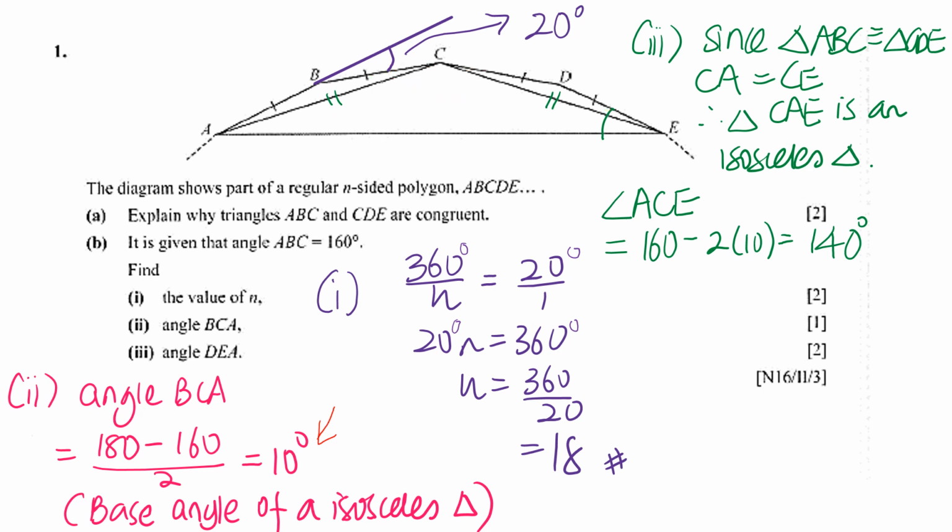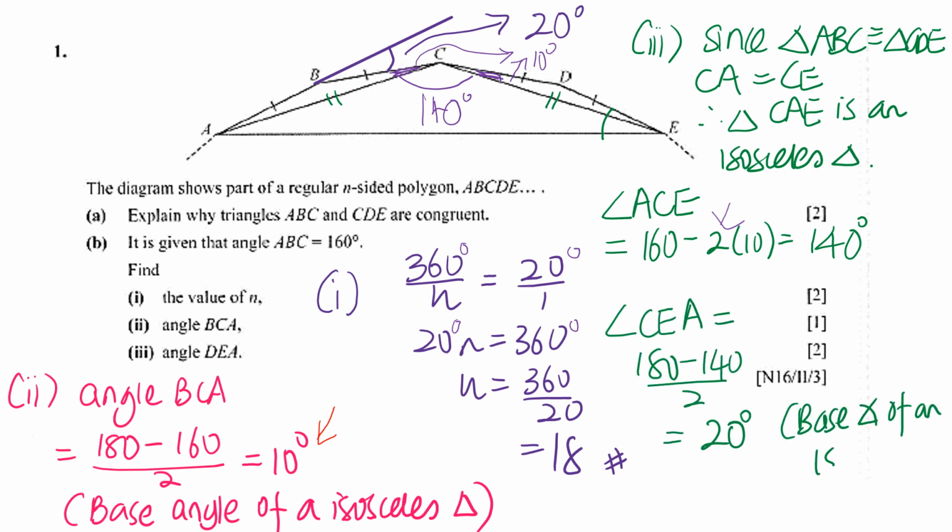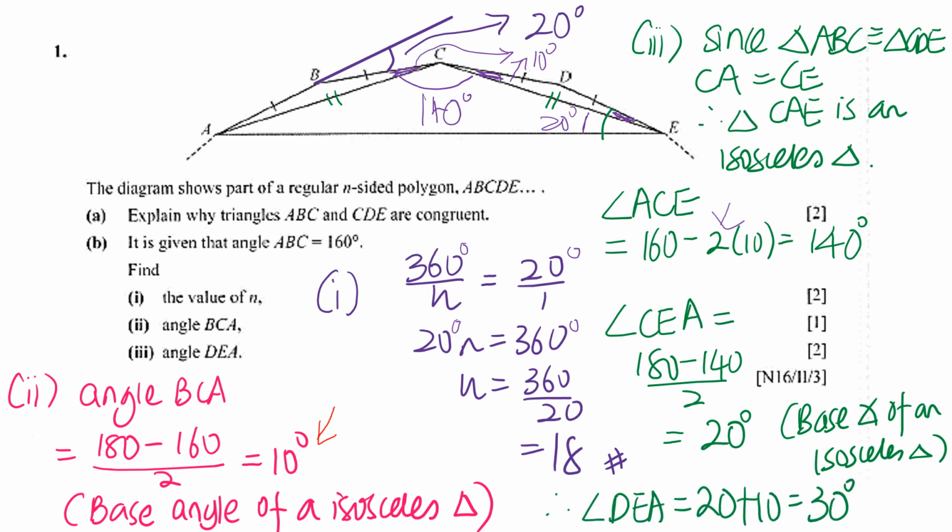So this angle here is 140. Okay, because the little thing here is 10, and this little thing here is also 10. All right, that's why it's 2 times 10. Okay, and then we just take 180 minus 140 divided by 2 again. All right, to get 20 for CEA. All right, base angle of isosceles triangle, and we add 20 plus 10. So here this is 20, and this little angle here is 10, right? So 20 plus 10, that gives you 30. Right, that's how we do it.